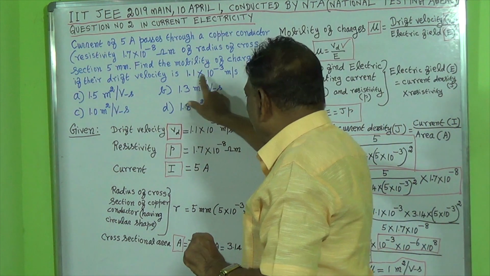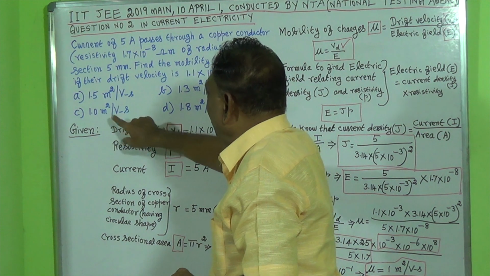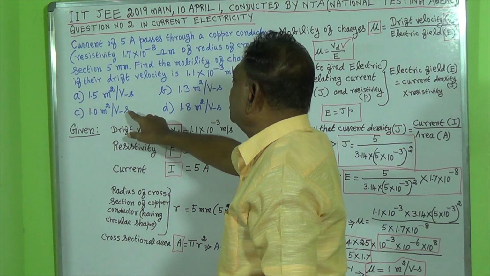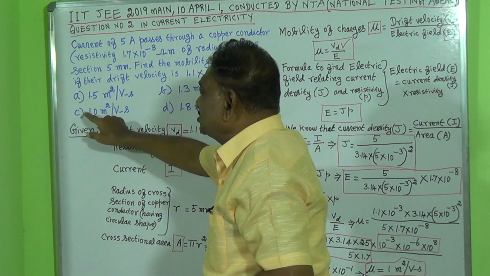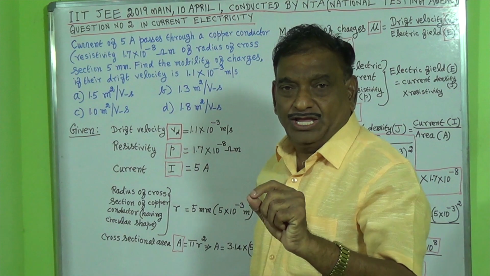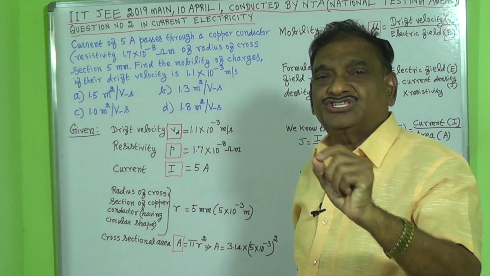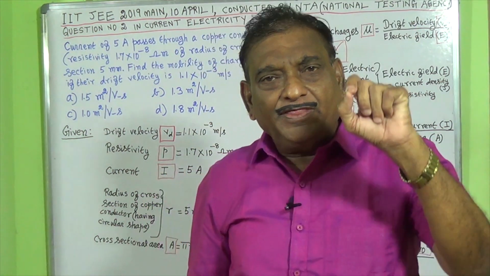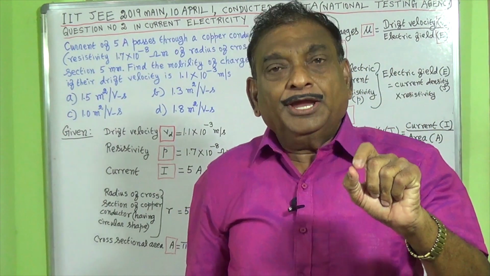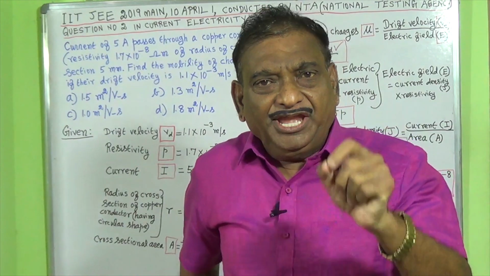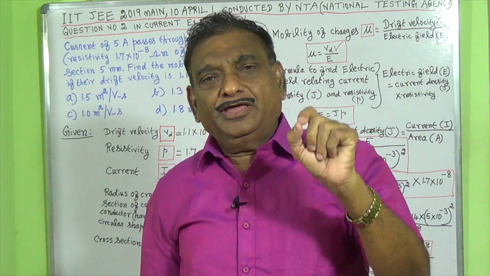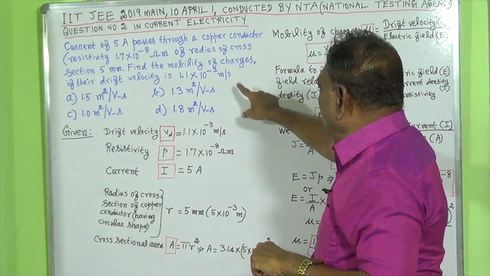Out of these 4 answers, where we can find the answer 1 meter square per volt second, the answer C is 1 meter square per volt second. Therefore, the answer C is correct. We are going to find the mobility asked in the IIT-JEE 2019 main examination. For details and the question, you can refer the board.